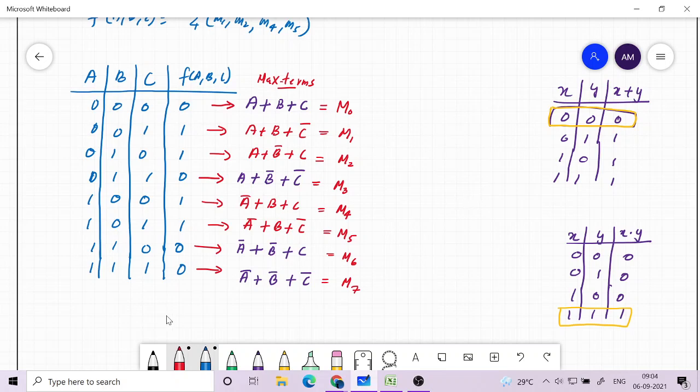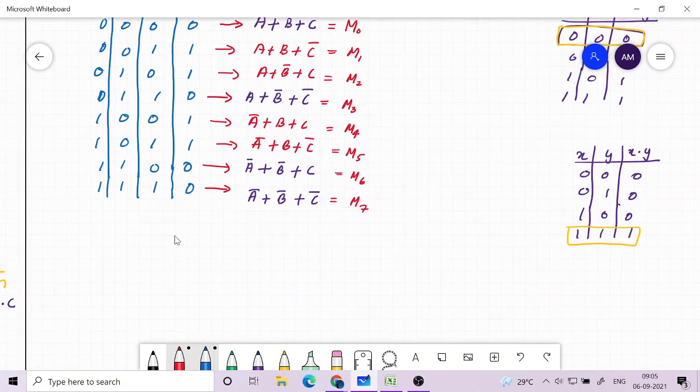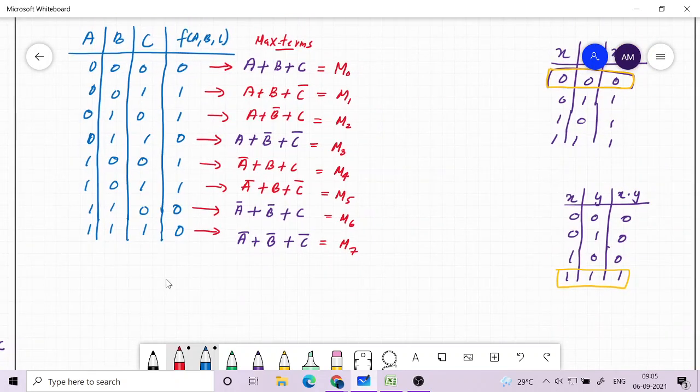And now what about the Boolean function? How do we represent it? Okay, so once you know which max terms are present, for example here this is present, this is present, this one is present, and this one is present. These are the max terms which are present, meaning the cases corresponding to 0 in the truth table. Okay, so we can write down f of a, b, c alternatively.